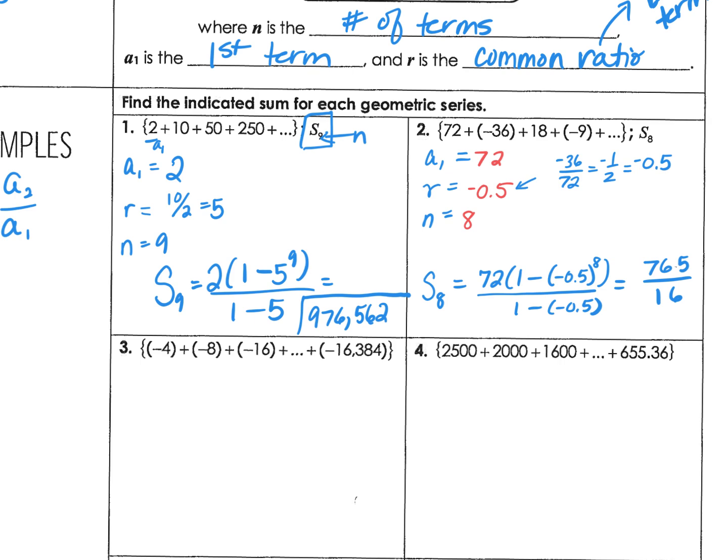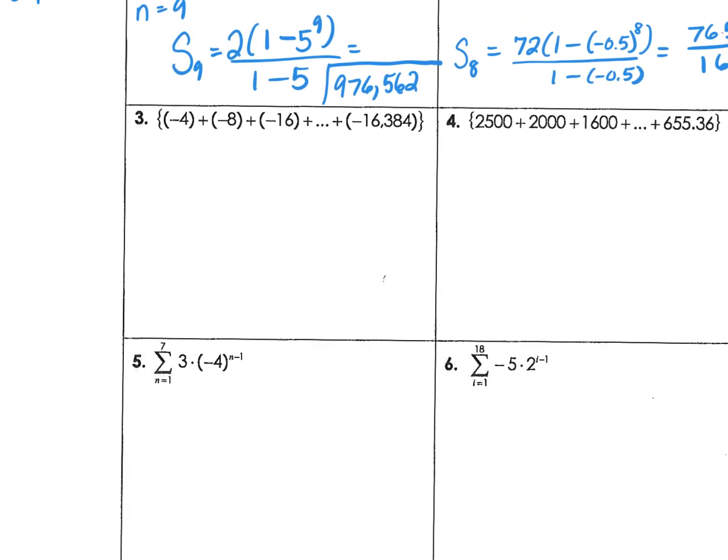Now, what happens if you don't know what n is? Like in number 3. If you start looking at this, you know a sub 1. It's negative 4. r is what? 2? So you have a couple choices. You can crank out terms from negative 4 all the way up to 16,000 and something, which is not a lot of fun, but you can. You can just keep multiplying by 2 and write them all out until you get there. Or you can actually solve it using methods that you learned in this class.